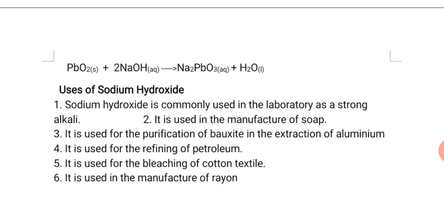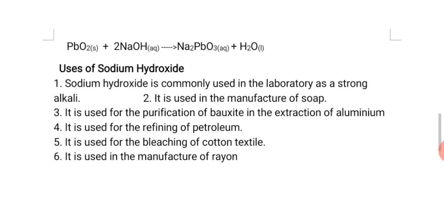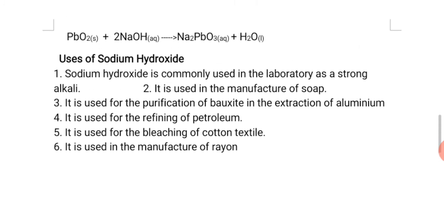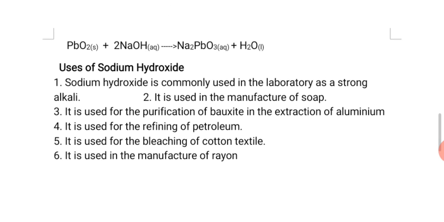5. It is used for the bleaching of cotton textile. This shows that in the textile industry, sodium hydroxide is used for the bleaching of cotton textile. 6. It is used in the manufacture of rayon. So, rayon is also another fiber used in engineering works.